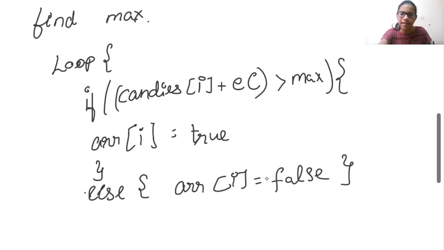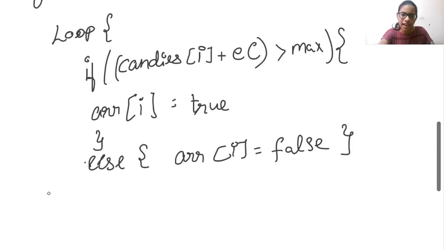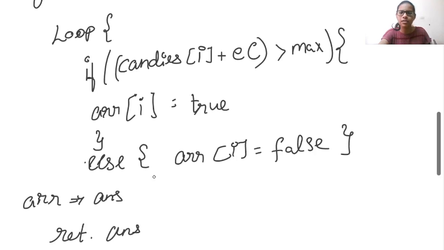Then we need to convert the array into the answer, like we need to convert it into a vector. So I'm just writing arr to ans, and then finally return ans. So this is the whole algorithm that I have explained to you briefly.